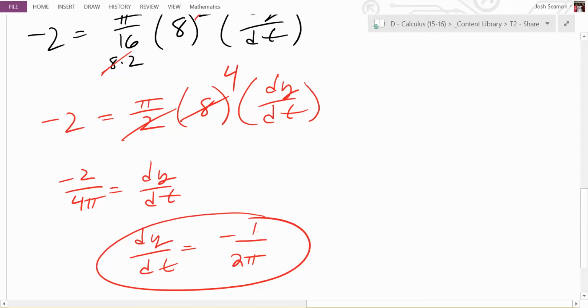And what are the units on this? It's depth. Inches per what? Minute.